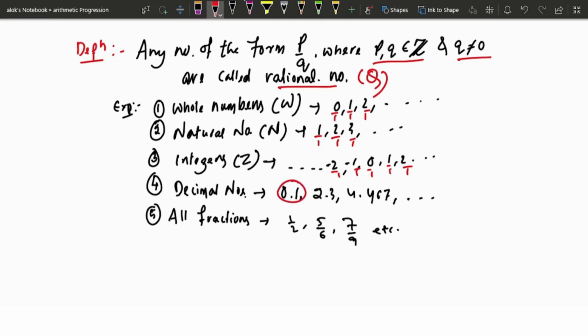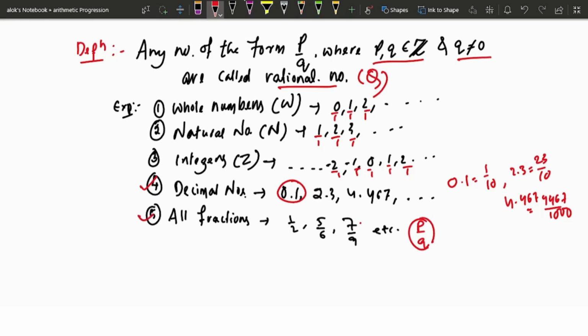Decimal numbers can also be written in the form of p by q, like 0.1 can be written as 1 upon 10, 2.3 can be written as 23 upon 10, and 4.467 can be written as 4467 upon 1000. So all the decimal numbers are also rational numbers. And last, fractions are in the form of p by q, so all fractions are also rational numbers.